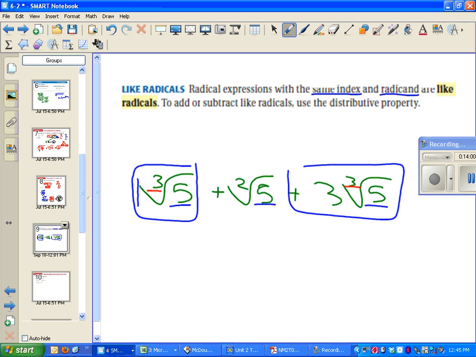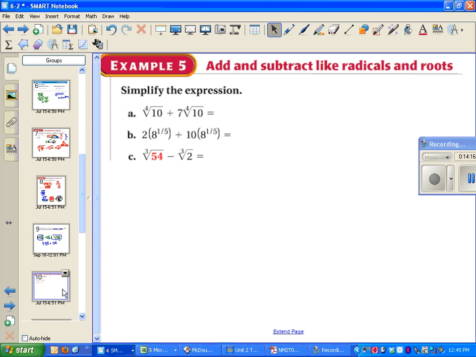So when I combine them, I have one of these with 3 of those, so altogether I have 4. And then I write my label plus the square root of 5, and I can't combine that anymore. So that's what it means to have like radicals. So for A, I have the same index, the same radicand. So I have 1 of those and 7 of those, so altogether I have 8 of them, and it's 8 fourth root of 10, and that's my final answer.